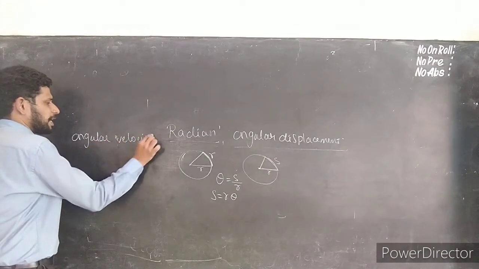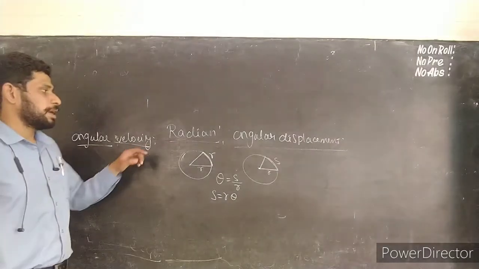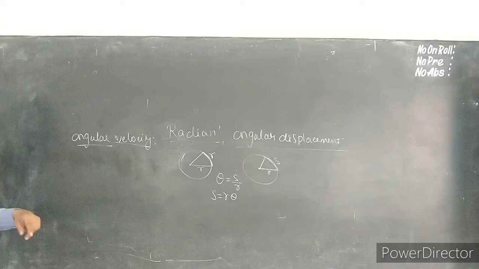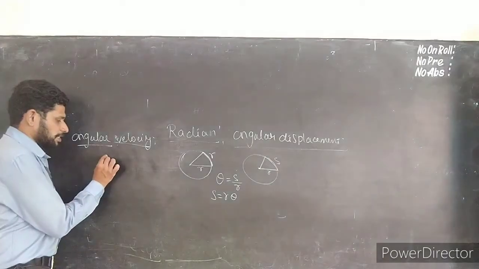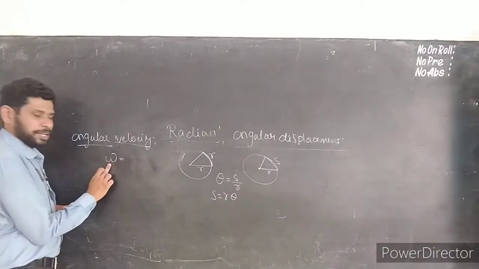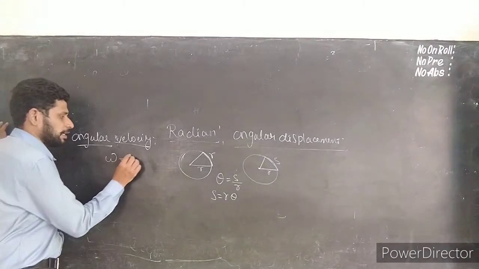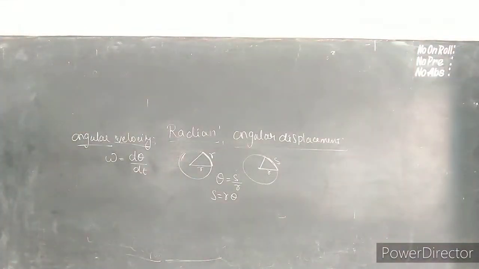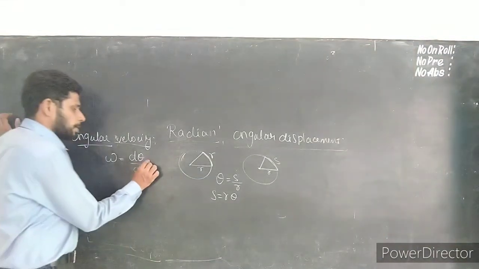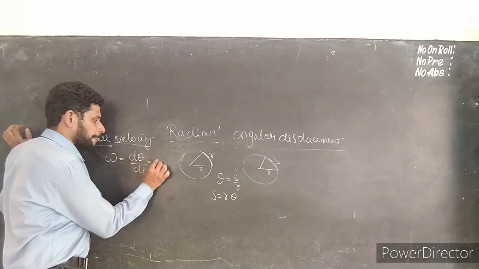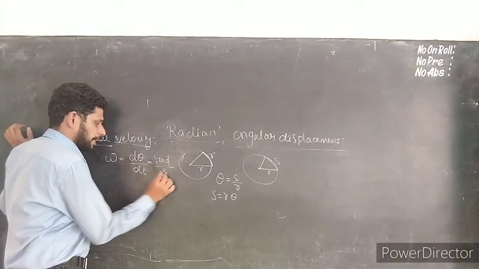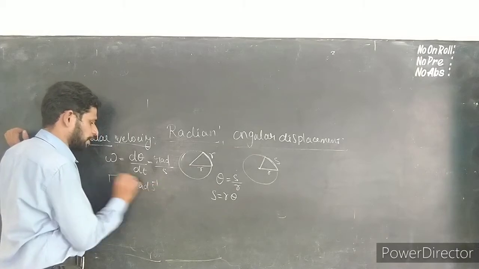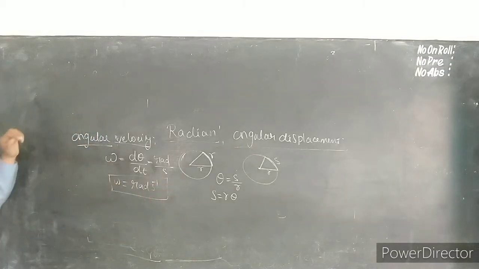What is meant by angular velocity? Angular velocity is the rate of change of angular displacement. It is denoted by the letter omega. What is the SI unit of angular velocity? Radian per second, that is radian per second inverse.